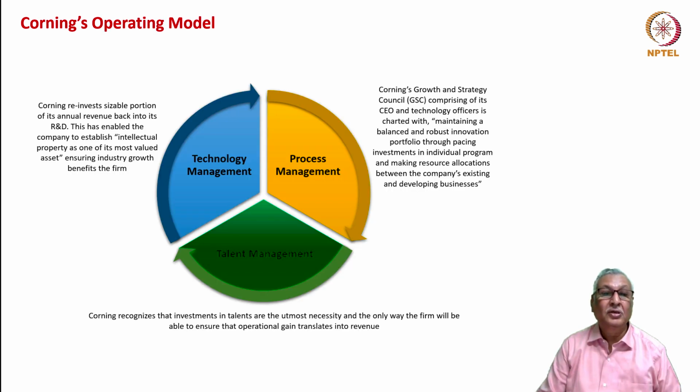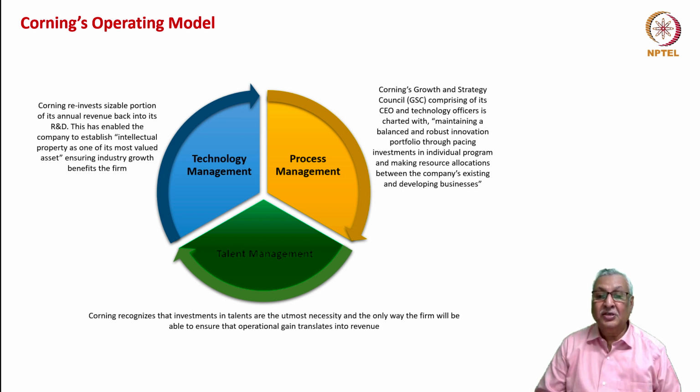Corning's operating model had 3 pillars. 1. Technology management, 2. Process management, and 3. Talent management. A sizable amount of money is reinvested in R&D. So intellectual property is considered as one of the most valued assets for it to grow. Second, the Growth and Strategy Council comprises its CEO and technology officers, and its mission is to maintain a balanced and robust innovation portfolio through pacing investments in individual programs and making resource allocations between the company's existing and developing businesses.